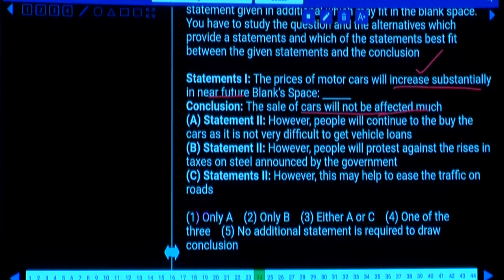In the next statement we should talk about how the demand is not coming down, or there are more and more people who are going to buy the cars, though the rate is very high. Then coming to this one: however, people will continue to buy the cars, as it is not very difficult to get a vehicle loan. That means anyhow these people are buying the cars. Despite the increase in the rates, people are trying to buy the cars. That means obviously the sales will not come down. Hence which statement needs to be fixed here? The first statement needs to be fixed.